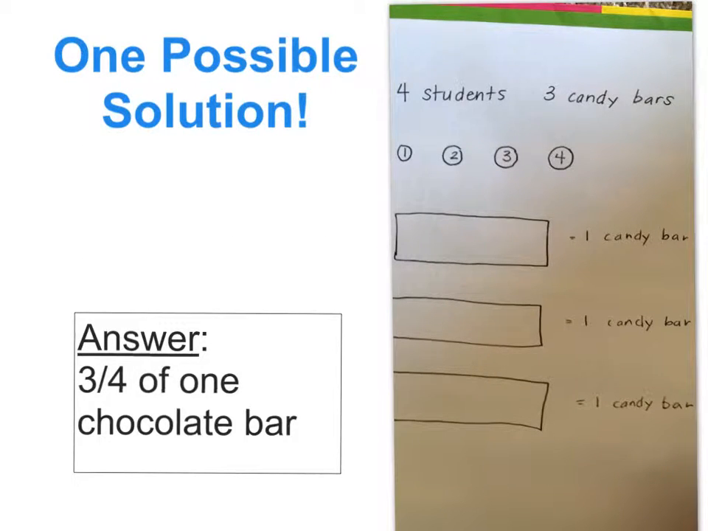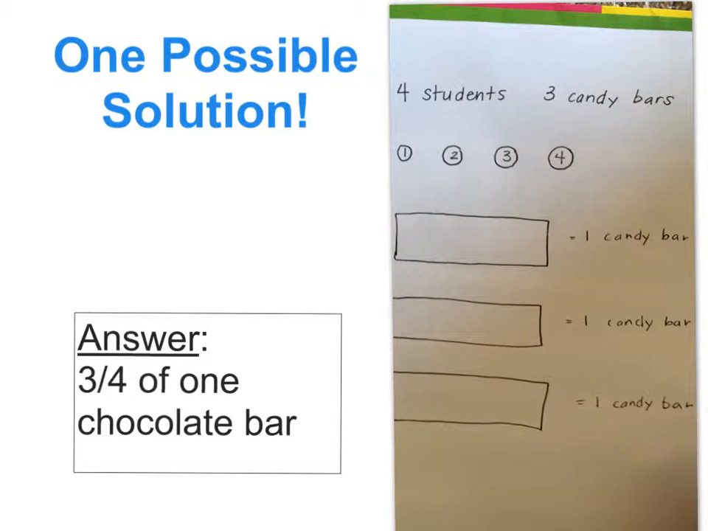I began solving the Candy Conundrum problem by first writing the important information at the top of my paper. 4 students and 3 candy bars. I'll be drawing a picture to help me solve this problem. I know that there are 4 students, and so I'm going to write 1, 2, 3, and 4 at the top of my paper. I also know that there are 3 candy bars, and so I'm going to draw each candy bar and label them.